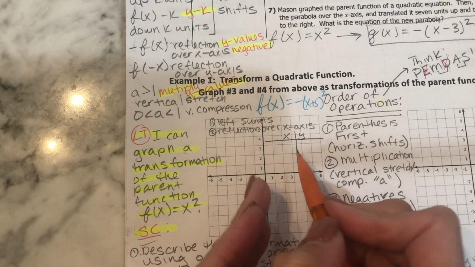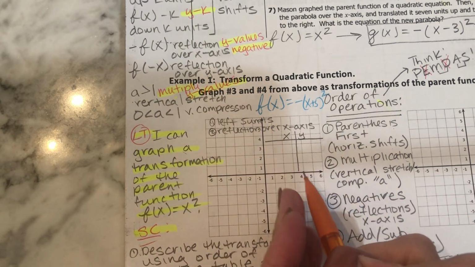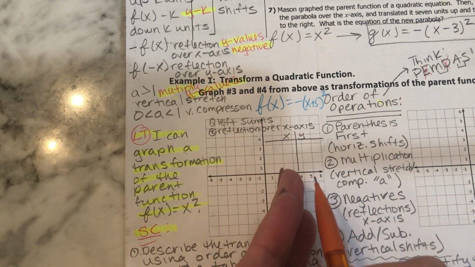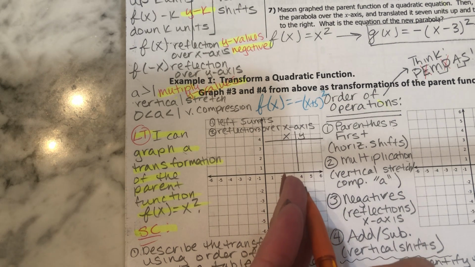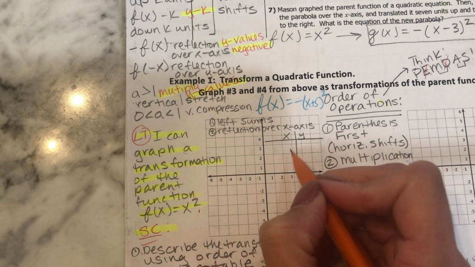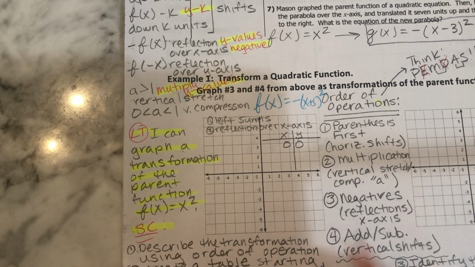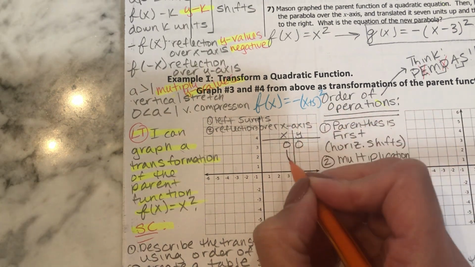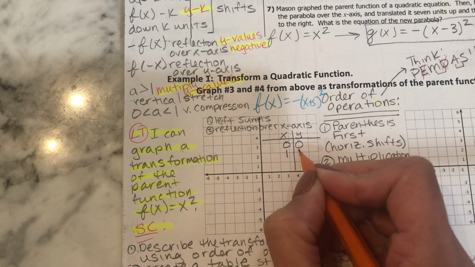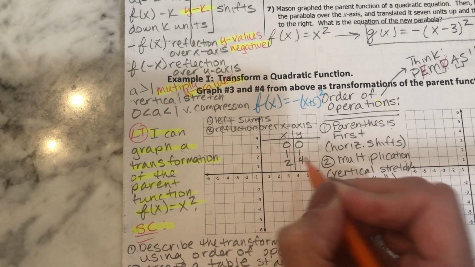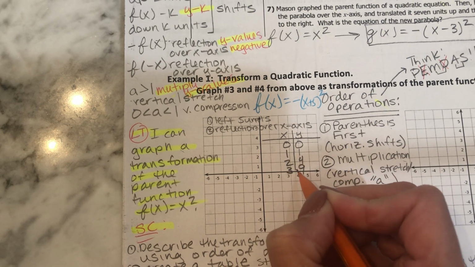And I'm going to do my parent function in the middle. So always start with the parent function because we're trying to see how this parent function is being transformed. So we're going to start there with the parent function, and the vertex is 0, 0. And then if you plug in 1 to your parent function, 1 squared is 1, 2 squared is 4, 3 squared is 9.